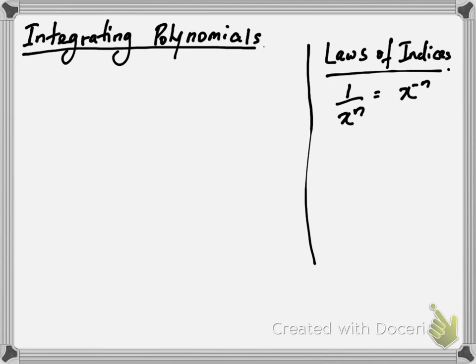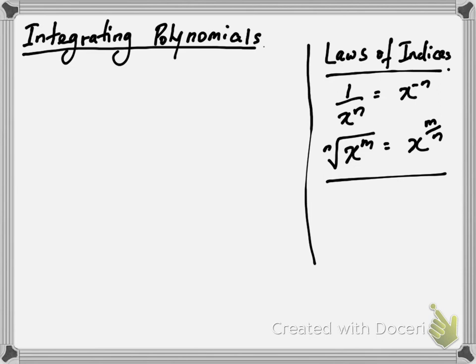If we have a root or a surd form, the nth root of x to the power m, it becomes fractional. So x to the power m is the power, n is the root. These are two of the laws of indices we have to keep in mind when we are integrating polynomials. So let's do an example.